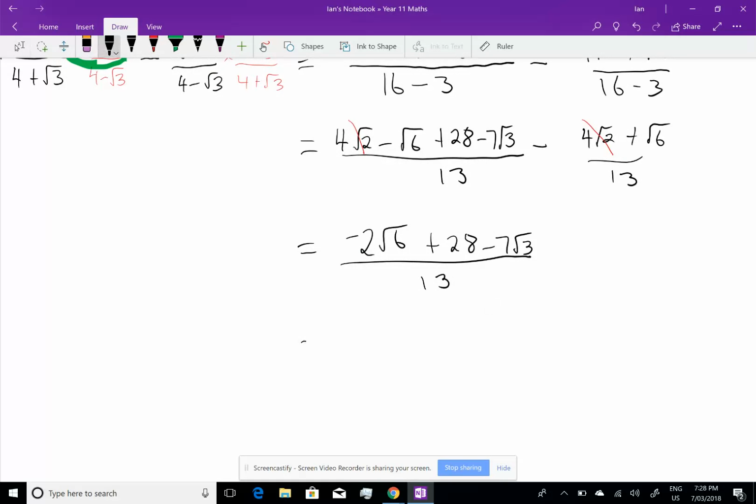Well, I'm just going to put that 28 to the front. So I've got plus 28. I don't need to write the plus. I've got a minus 2 root 6. And I've got a minus 7 root 3. All over 13. And that's correct. So as you can see, they're a little bit hard.